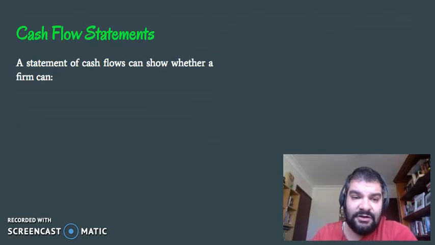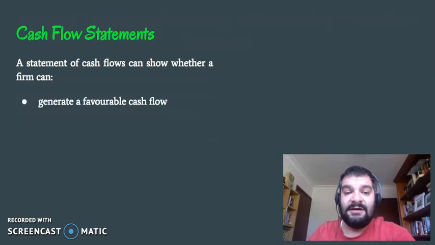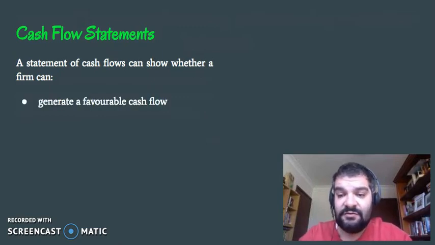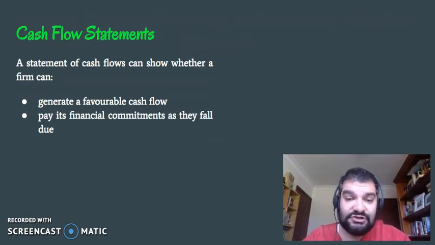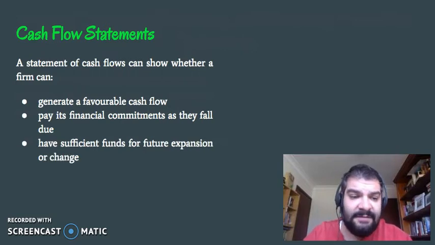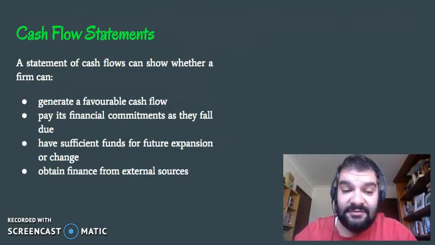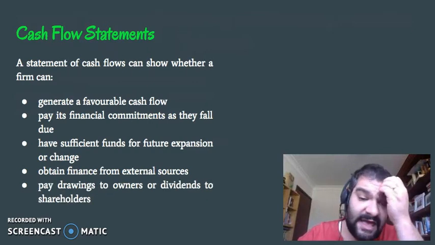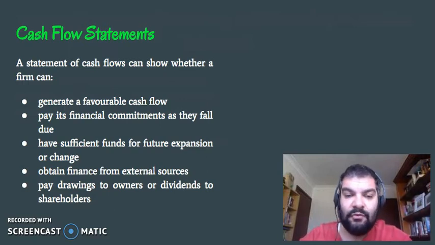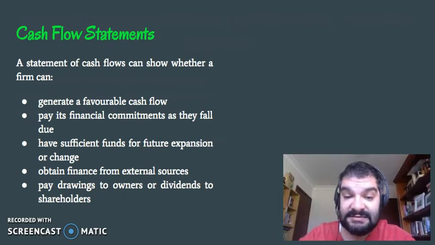So, a statement of cash flows, or cash flow statement, can show whether a firm can generate a favorable cash flow, so have more inflows than there are outflows, pay its financial commitments as they fall due, and have sufficient funds, enough money for future expansion or to make a change. It shows whether they can then obtain finance from external sources because they've got that favorable cash flow. And it also shows whether or not they can pay drawings to owners or dividends to shareholders as their form of income as well.